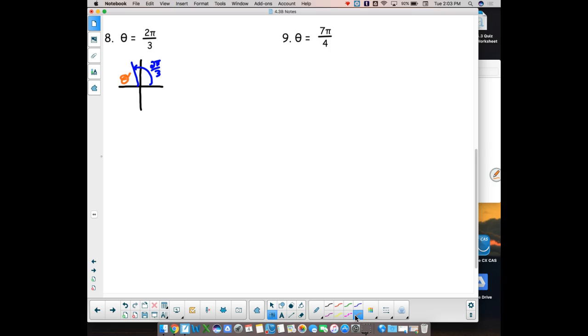So I need to get to pi. This down over here is pi, so I need to get to that. So that's 3 pi over 3. So that means my reference angle is pi over 3.